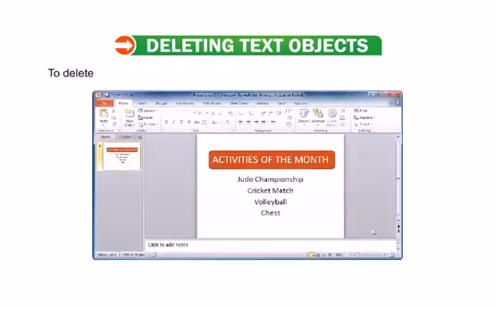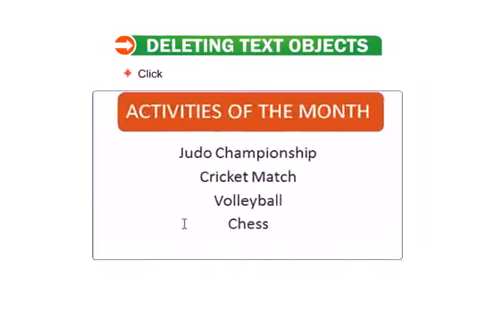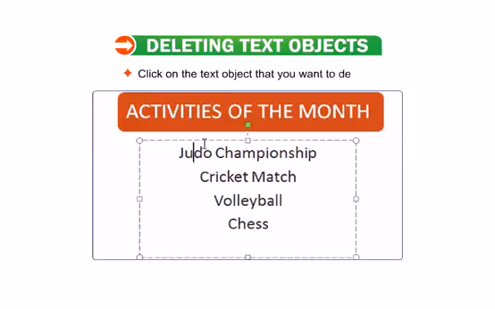Alright students, let us talk about deleting text objects. To delete a text object from a slide without deleting the slide, follow these steps. Click on the text object that you want to delete. The selected object will have a dash border around it.